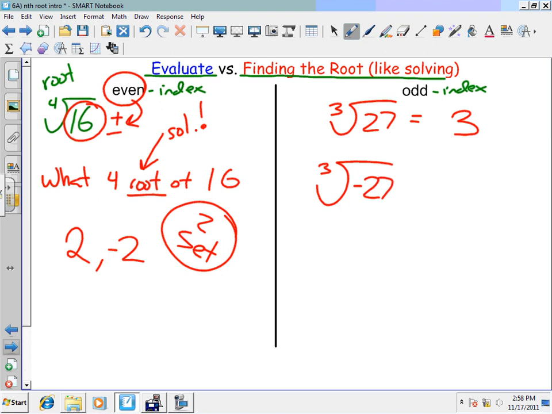You're going to say, what number times itself? And then you're thinking, well, we can't have a negative inside a square root. This is not a square root. This is a cubic root. This is an index. So what number times itself is equal to that?